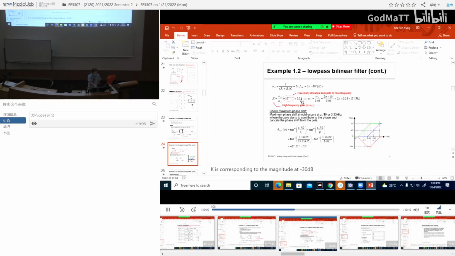Then you can calculate what is the zero frequency. And then we can check what is the maximum phase shift. Knowing what's the zero, knowing what's the pole, take the arctangent, you find that the phase shift is roughly 67.5 degrees, which is less than the required 75 degrees.